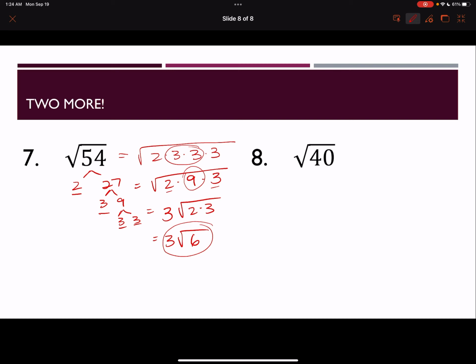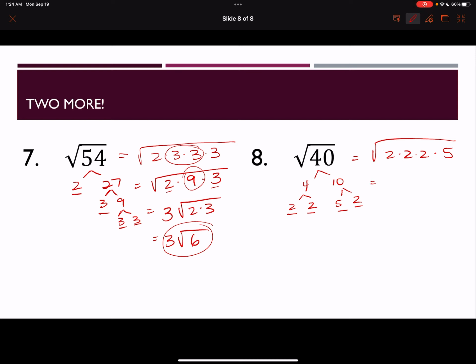All right, last one we're going to do together, square root of 40. So I know that's 4 and 10, and 4 is 2 and 2. I'm making my prime factor tree. 10 is going to be 5 and 2, right? So I'm going to rewrite the square root of 40 as, I notice that I have 3 2s and a 5.